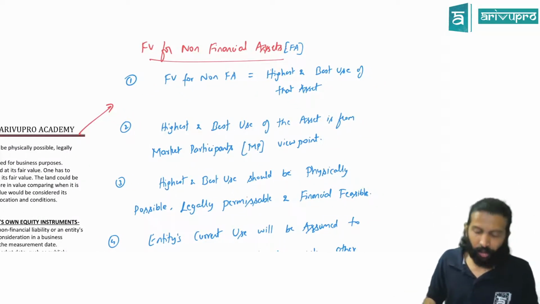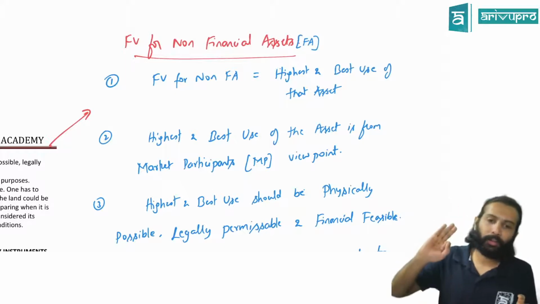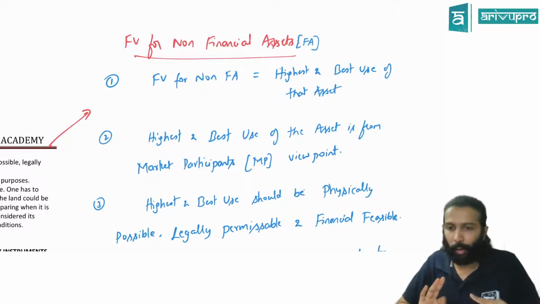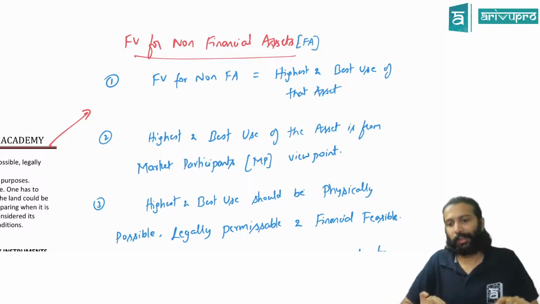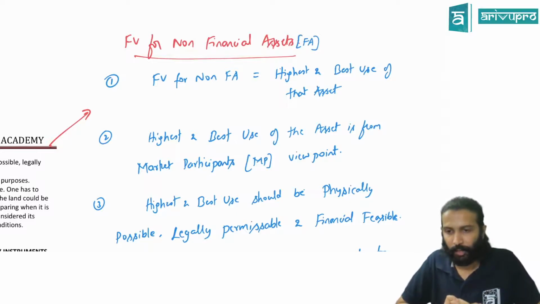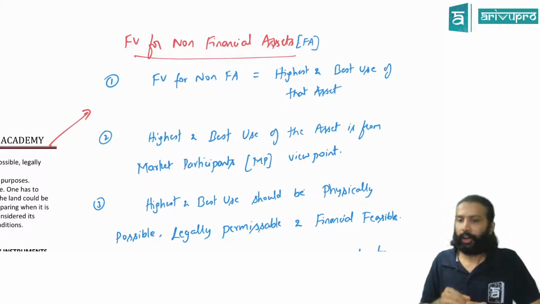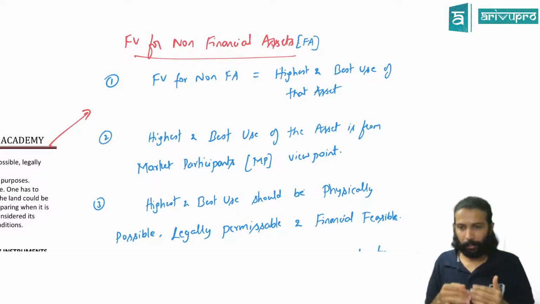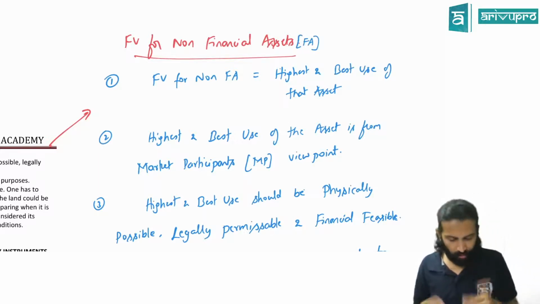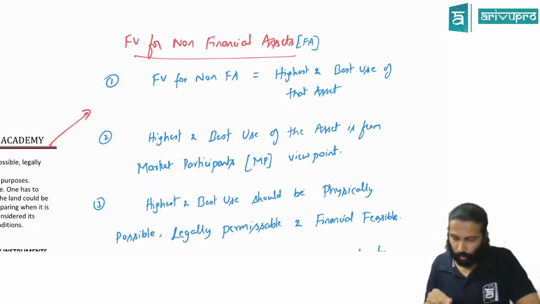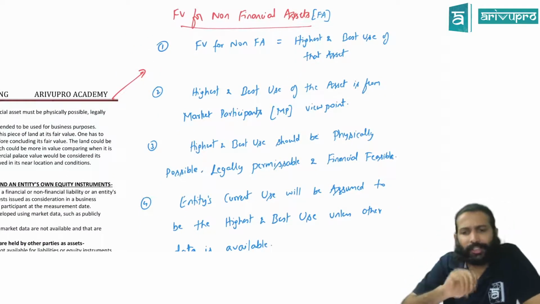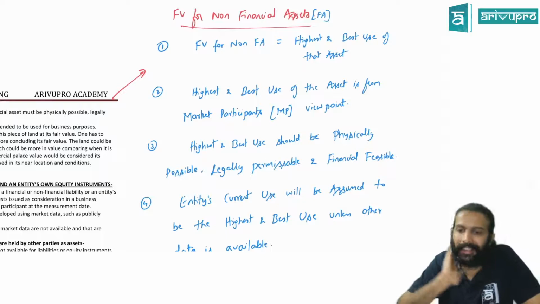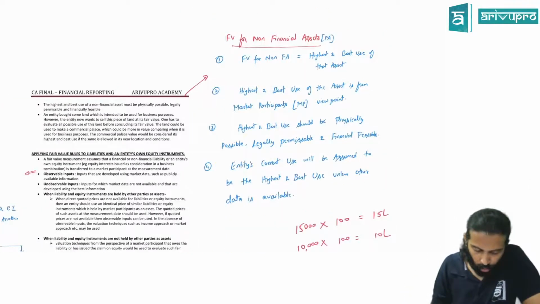You can just check. Highest and best use is from the market participants' viewpoint and not the entity's viewpoint. But that highest and best use must be physically possible, legally permissible, and financially feasible. It should not be too costly. Physically you should be able to take it there, not beyond that point. And legally you should have permission to do whatever activity you want to do. Normally we assume the entity's usage is considered the best usage unless other data is available. Those are the pointers on that.